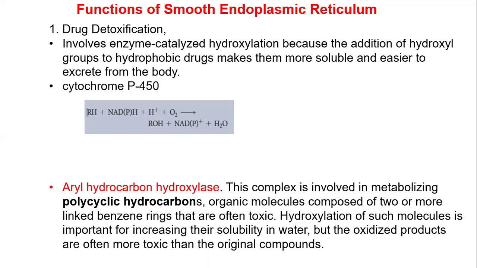reticulum. This complex is involved in metabolizing polycyclic hydrocarbons. These are basically pesticide molecules that are made up of two or more benzene rings that are linked with each other. These are often toxic, and here also the enzyme is involved in the hydroxylation reaction, which will again increase the solubility of the molecules in water, and that is required for removal of the molecules from the body. However, the oxidized products are often more toxic than the original compounds.